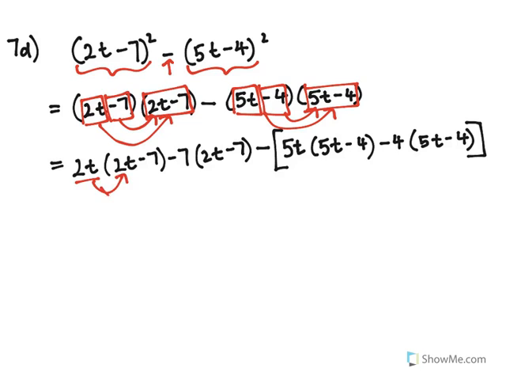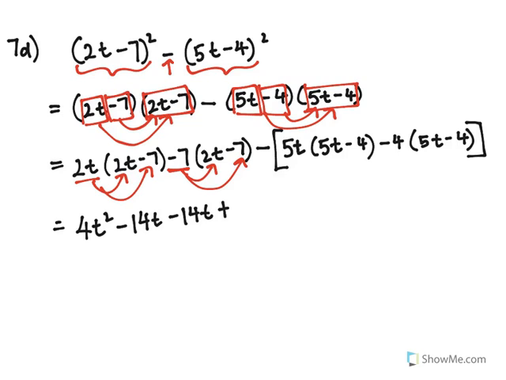So you've got 2t distribute into the first bracket and your minus 7 distribute into the second bracket. Be very careful here because there's a negative. So you should get 4t squared minus 14t and minus 14t plus 49. Why plus? Because minus times minus is plus, 7 times 7 is 49.